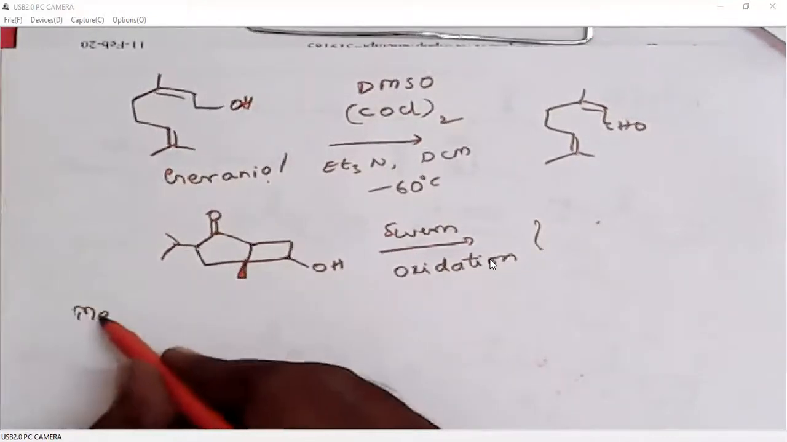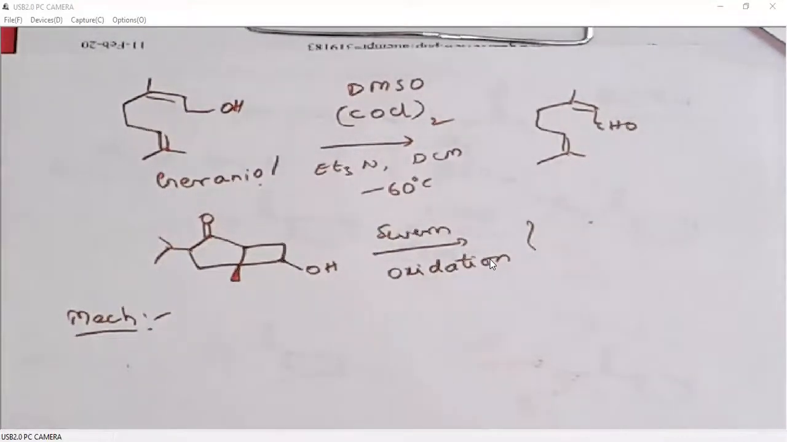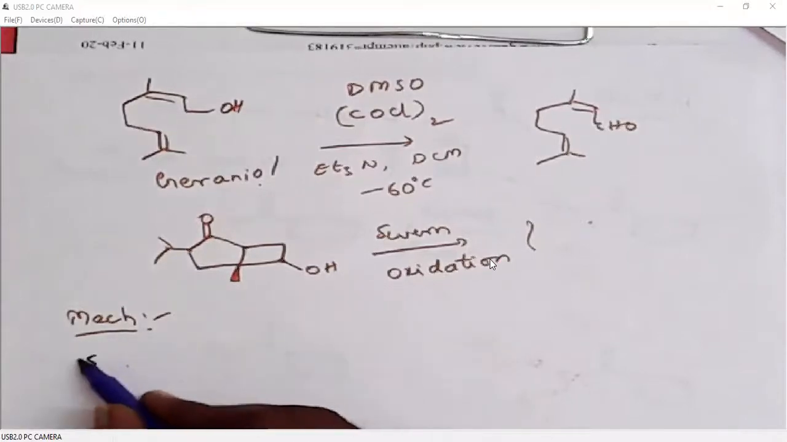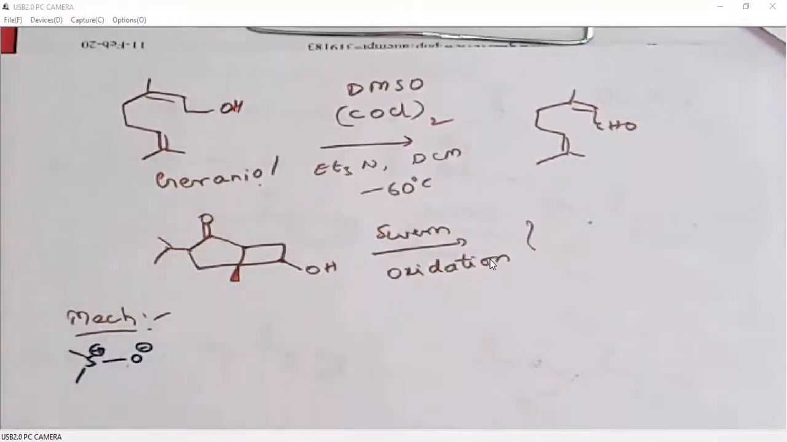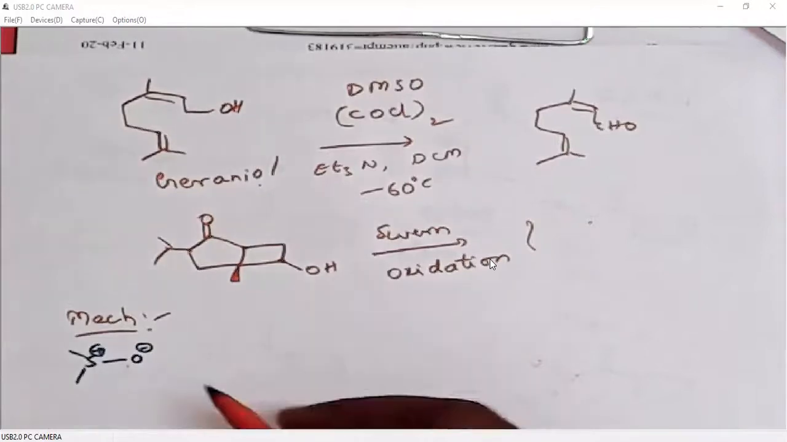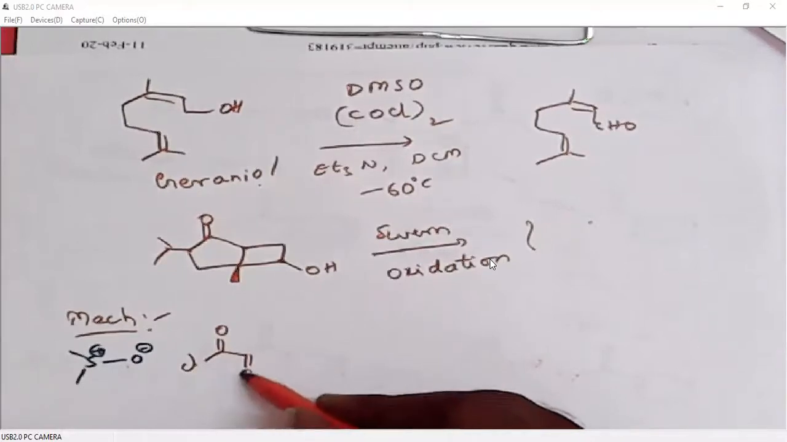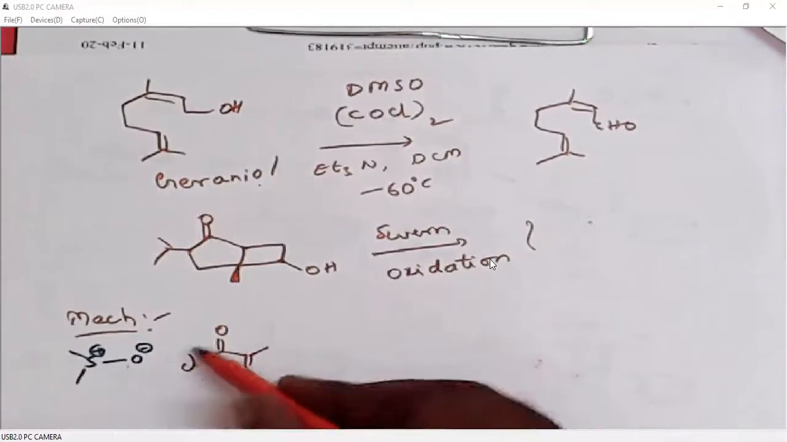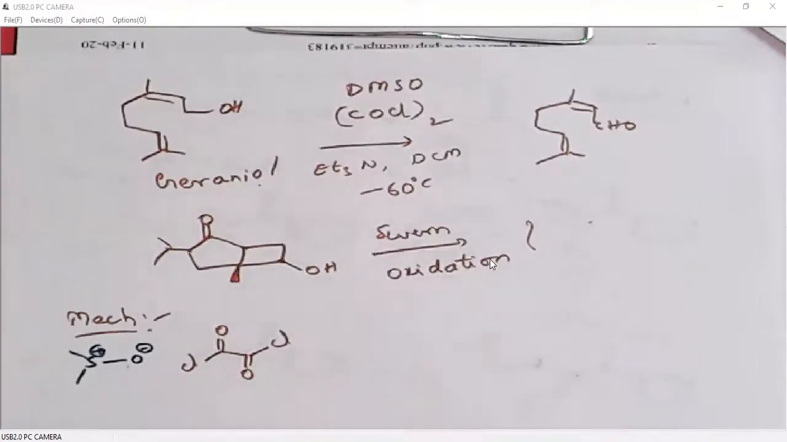Take this mechanism. DMSO is activated by oxalyl chloride here, right? So what is oxalyl chloride? Oxalic acid. If it is OH, it is oxalic acid. So two acid chlorides, so this is oxalyl chloride.